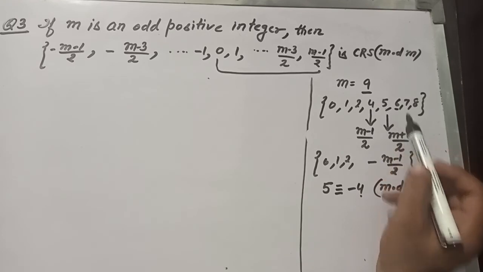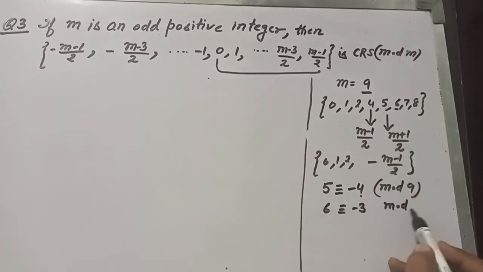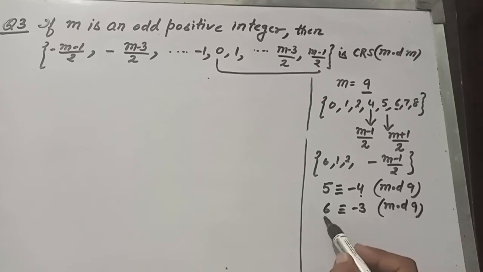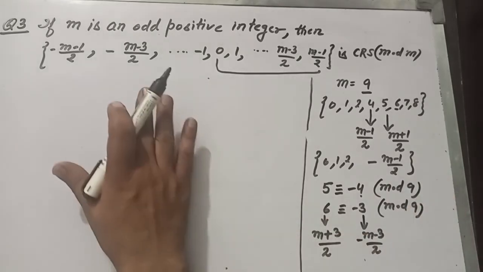So the next number is 6. 6 is congruent to minus 3 modulo 9. And what is this? This is (m plus 3) by 2. You can easily check that: 9 plus 3 is 12, 12 by 2 is 6, and it is congruent to minus 3. Minus 3 can be written as minus of (m minus 3) by 2, that means 9 minus 3 is 6, by 2 that is 3, negative of this. Okay, so this is the crux. This is the story behind this question.